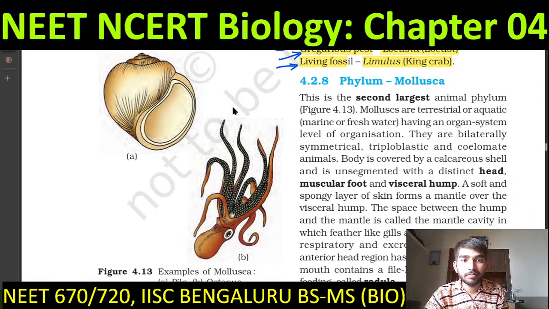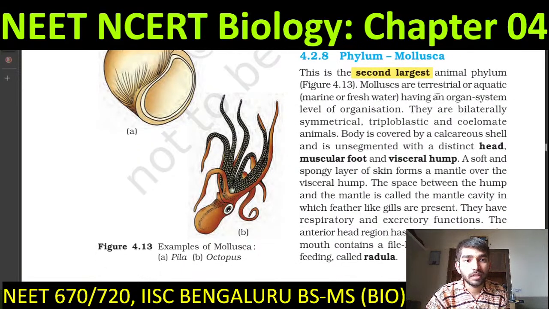Next, moving ahead, phylum Mollusca. So this is the second largest. Coming from Arthropoda to Mollusca, you have the second largest phylum. Mollusca are terrestrial or aquatic, so they can be present on land like we have snails, or aquatic like we have octopus and all the other different types of marine organisms, many more of which we'll be describing later on. There are also conches which are present in marine water, so they can be both.